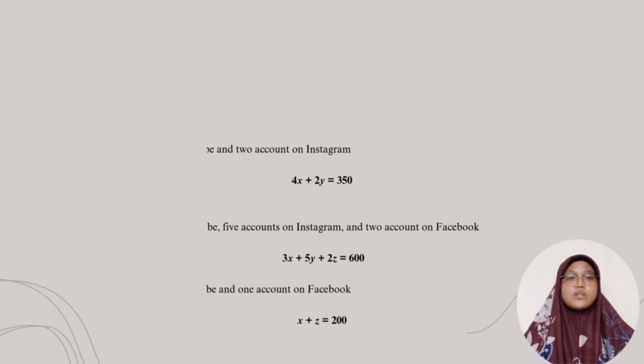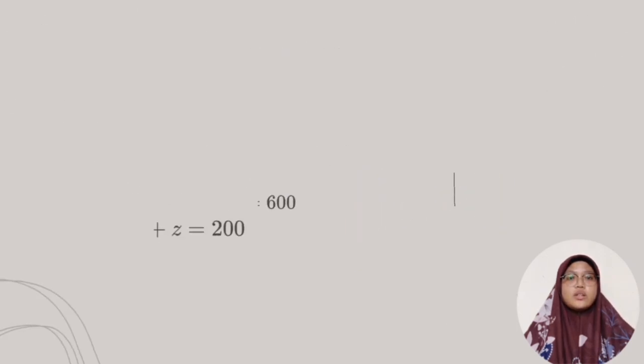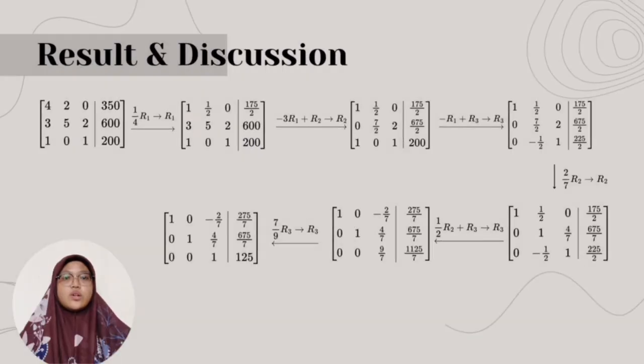From all the equations, we will change it to an augmented matrix. As the question wants us to use the Gaussian elimination method, we need to use the elementary row operations on the augmented matrix until we get the row echelon matrix. In other words, until we get the leading one in every row. We will start by multiplying the first row by 1 over 4 to get the first leading one in the first row. Next, we will multiply the first row by negative 3 and add it to the second row, so that the first column in the second row becomes 0. Thus, we will multiply the first row by negative 1 and add it to the third row. It makes the first column in the third row become 0.